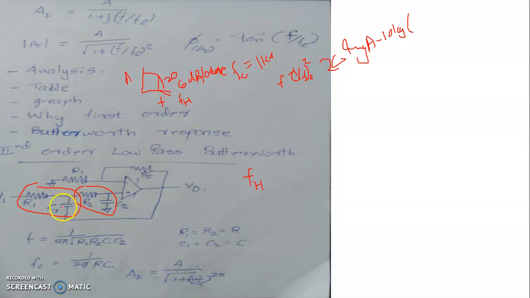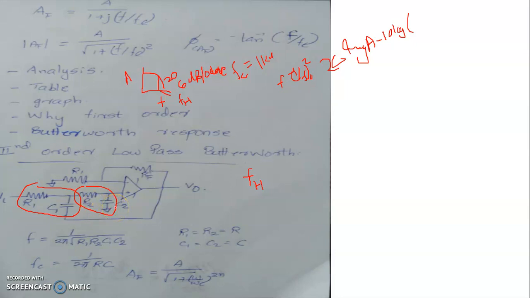For the first unit, the capacitor C1 is connected to the output point, whereas for the second unit, the capacitor C2 is connected to the ground terminal. So this is a passive filtering unit having corner frequency 1 by 2 pi R1 C1, and this is another passive pole circuit having corner frequency 1 by 2 pi R2 C2.